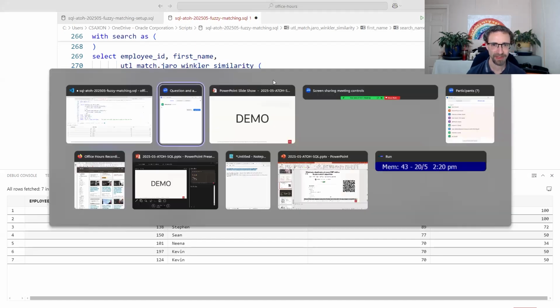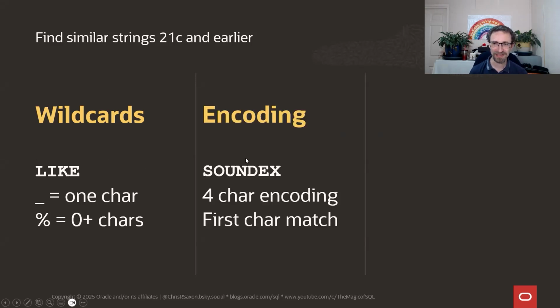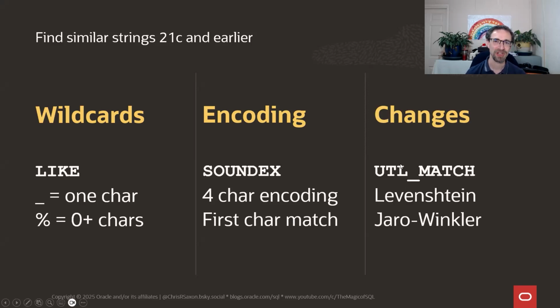All right, let's just recap. So like I say, we can find similar things with wildcards, like exactly one character or zero or more characters, but you really need to know exactly what you're searching for to be able to use LIKE. We can encode things using SOUNDEX, but this has a lot of limitations. It has to match the first character, and there's only 4 characters in the encoding. Or we can count how many changes there are using a couple of different algorithms, Levenshtein or Jaro-Winkler. Okay, so those are our approaches. And frankly, at this point, I'm not sure any of them are that great.